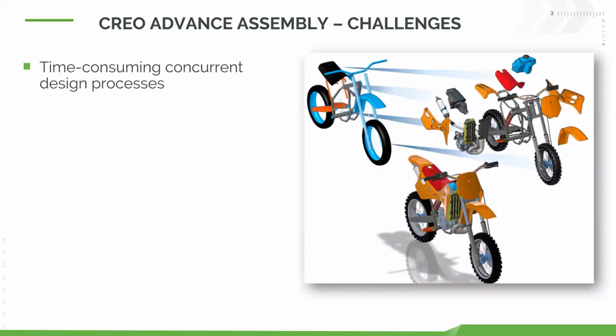Now looking at some of the challenges, especially when you're working with large assemblies, there's oftentimes going to be multiple people or teams working on it, and you need to be able to work together. You need to be able to share information, keep everyone on the same page, and you need to be able to control that process. The last thing you want is two people working on the same thing, or even worse, working in opposite directions on the same thing.